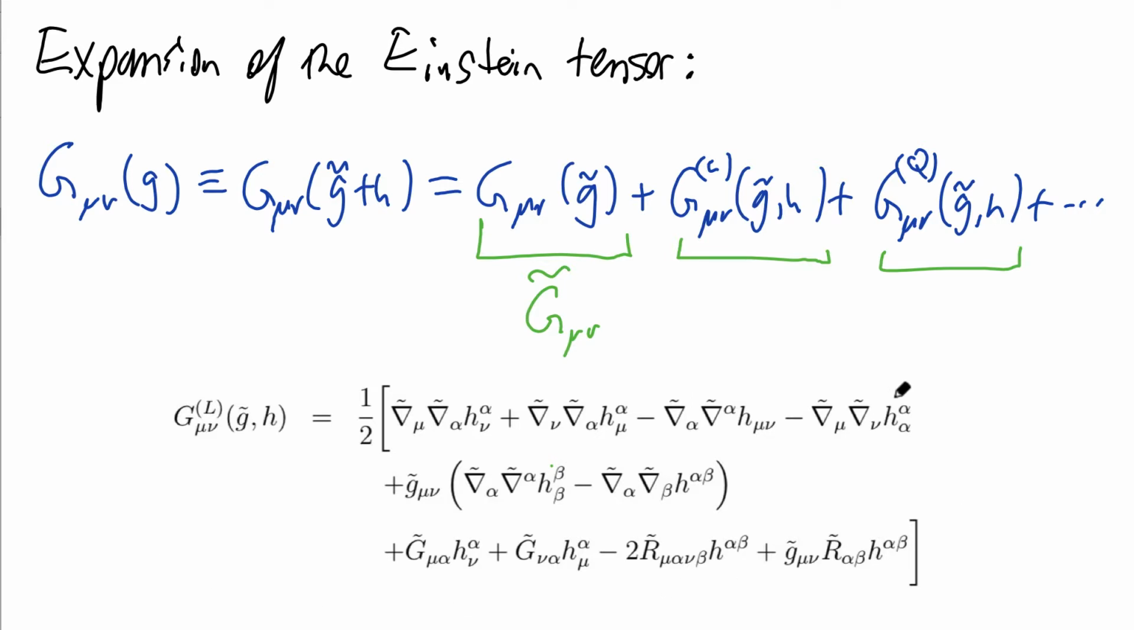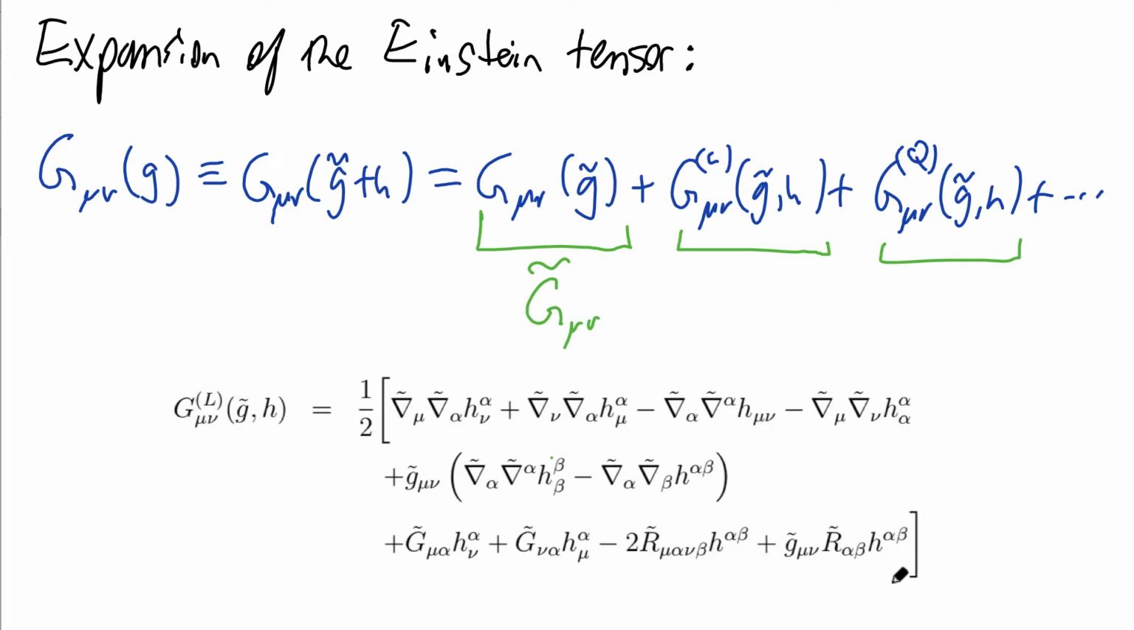These are the linear terms. You'll notice each term is linear in the perturbation h. Del tilde is the covariant derivative with respect to the background metric, and you'll notice we have capital G tilde, that's the background Einstein tensor, this is the background Riemann tensor, and the background Ricci tensor. And of course in all of these terms, indices are raised and lowered using the background metric.